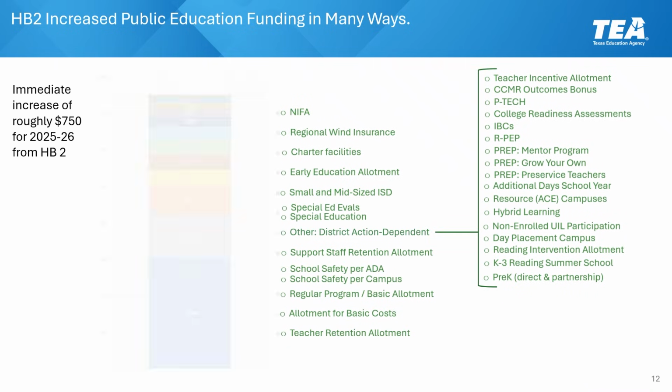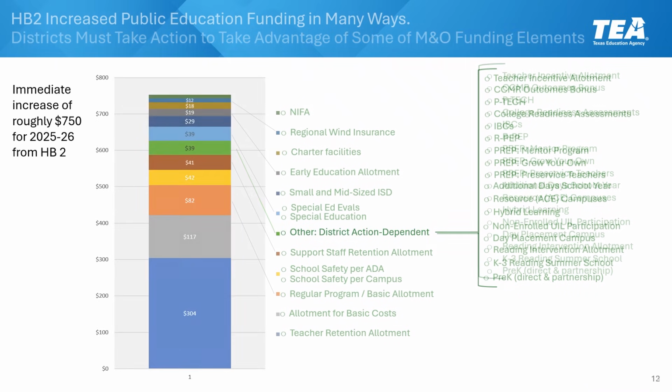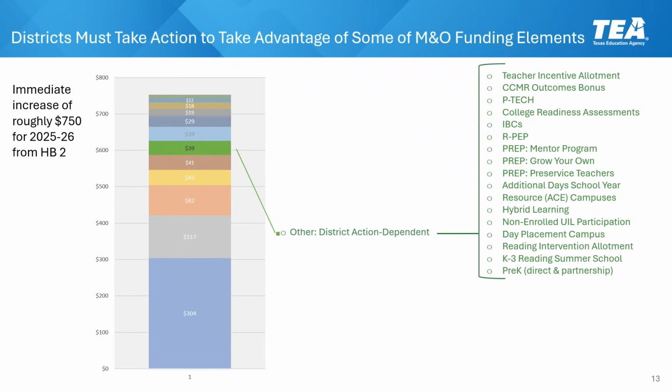The items highlighted in green will make up the other district action dependents. So that's that green box right in the middle. If you were to immediately start implementing these programs, you could earn roughly $750 for the 25-26 school year.